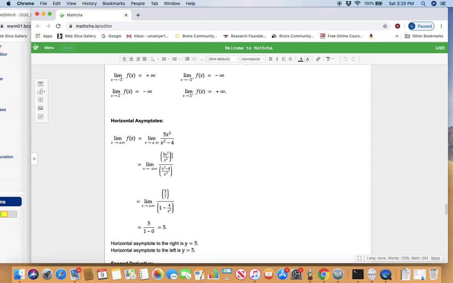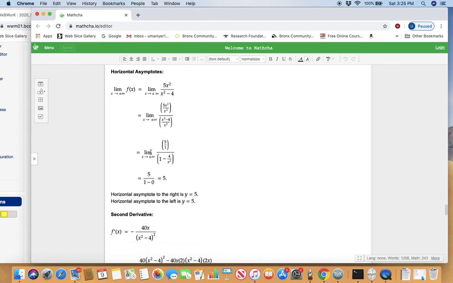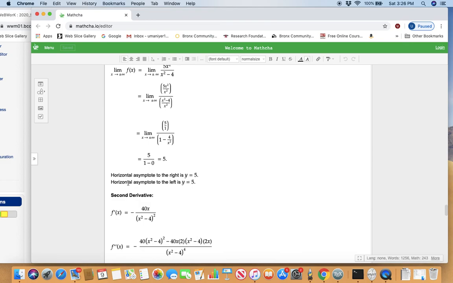Numerator simplifies to a 5. Denominator x squared, remember division distributes. So this division gives me a 1 minus this division gives me a 4 over x squared. At this point, I can let x go to infinity, plus or minus. Well, this guy, 4 over x squared goes to 0. The others survive. So you have 5 over 1, which is a 5. So right hand limit is y equals 5. Left hand limit is y equals 5.